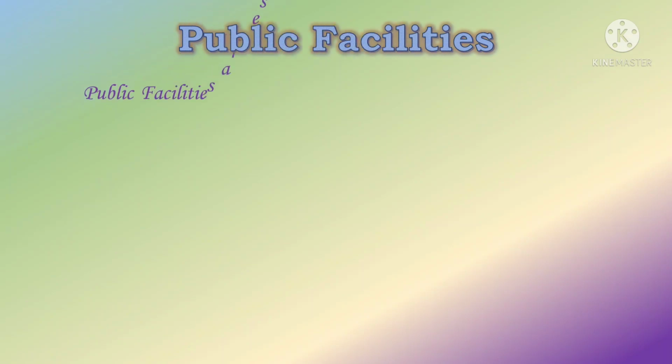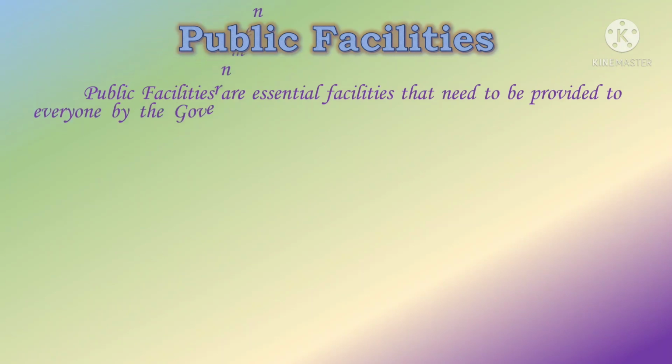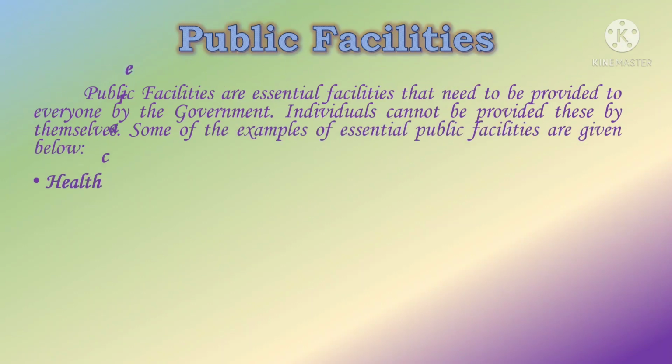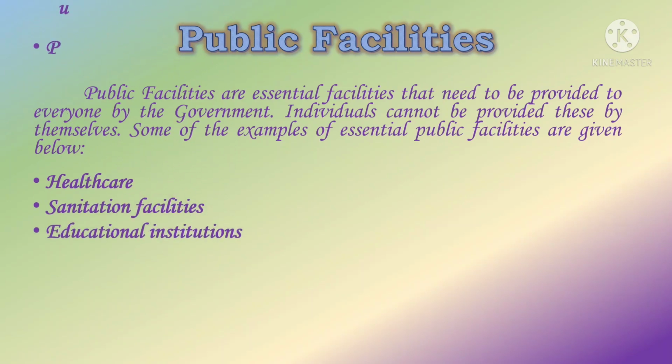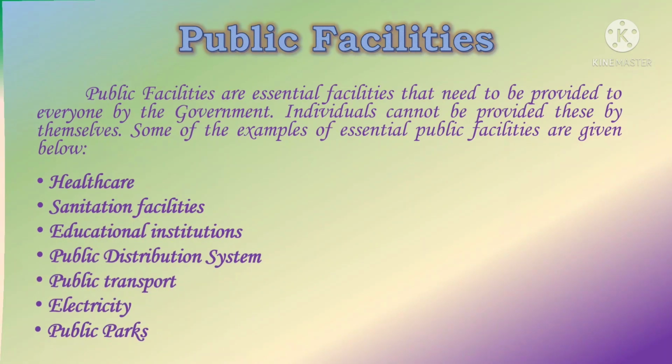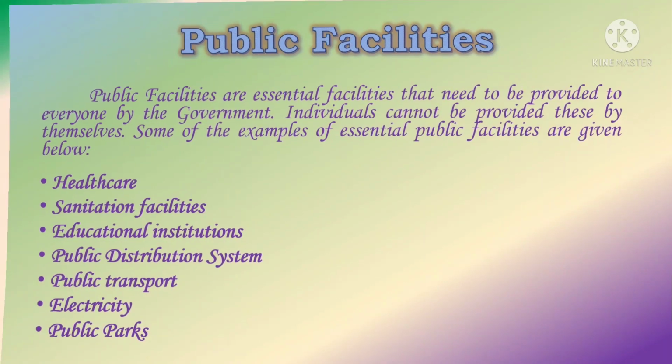Public facilities. Public facilities are essential facilities that need to be provided to everyone by the government because individuals cannot provide these by themselves. Some examples of essential public facilities are healthcare, sanitation facilities, educational institutions, public distribution system, public transport, electricity, and public parks, etc.